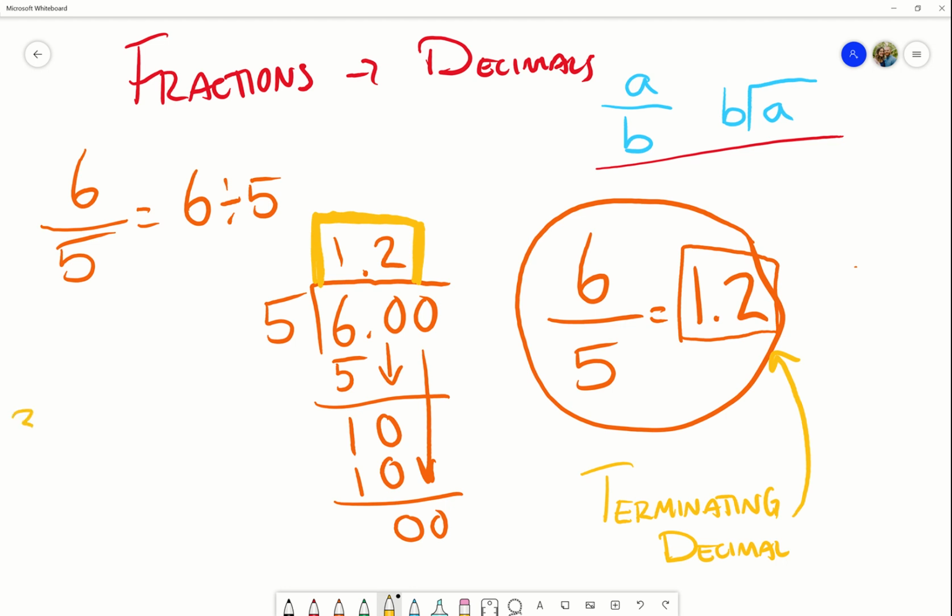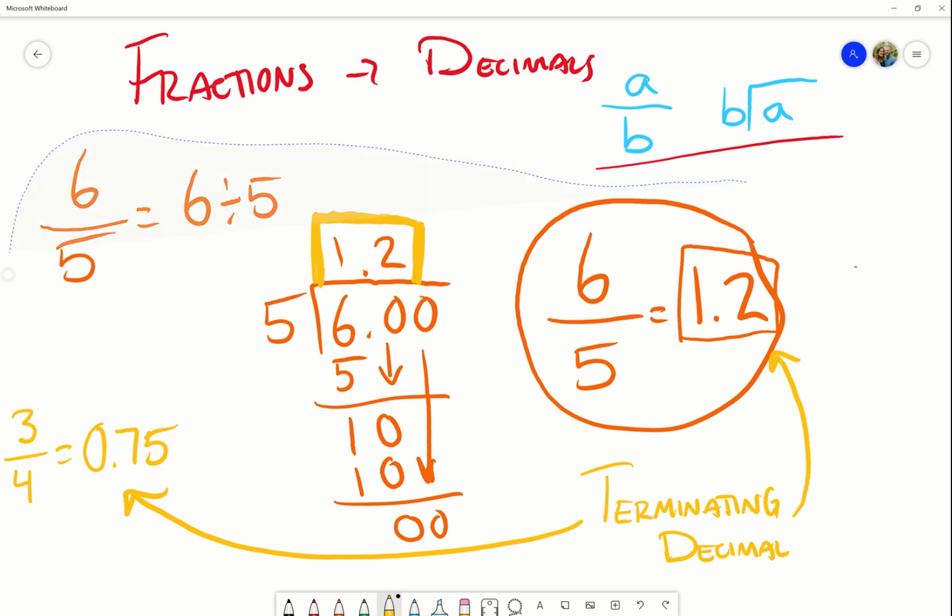When we had 3/4 equals 0.75, that is also a terminating decimal. It stops. After that 5 was there, we stopped. We had no more numbers we needed to add in. That's one type of decimal that you might see.